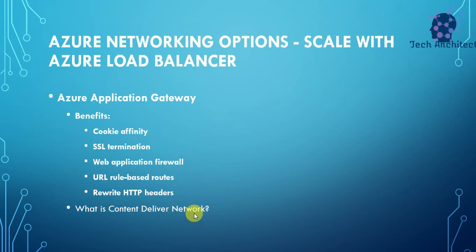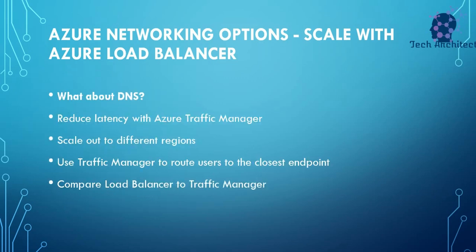What is a content delivery network? It is a distributed network of servers that can efficiently deliver web content to users. It is a way to get content to users in their local region to minimize the latency. The next thing is, what about DNS? It is a way to map user friendly names to their IP addresses. You can use your own DNS server or use Azure DNS.